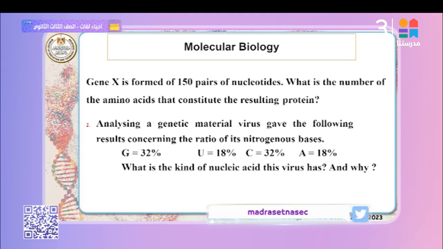Analysis of the genetic material of a virus gave the following result concerning the ratio of nitrogenous bases: guanine equals cytosine, uracil equals adenine. Okay? What kind of nucleic acid does the virus have and why? It contains uracil, which means the virus is RNA. Why? Because it contains uracil replacing thymine.